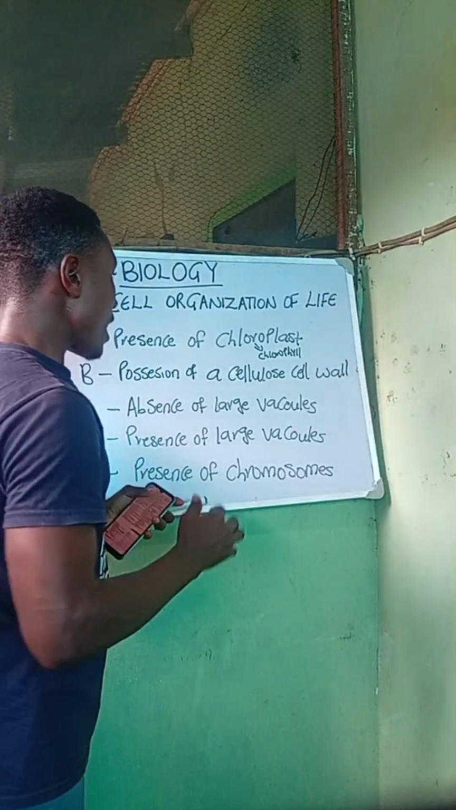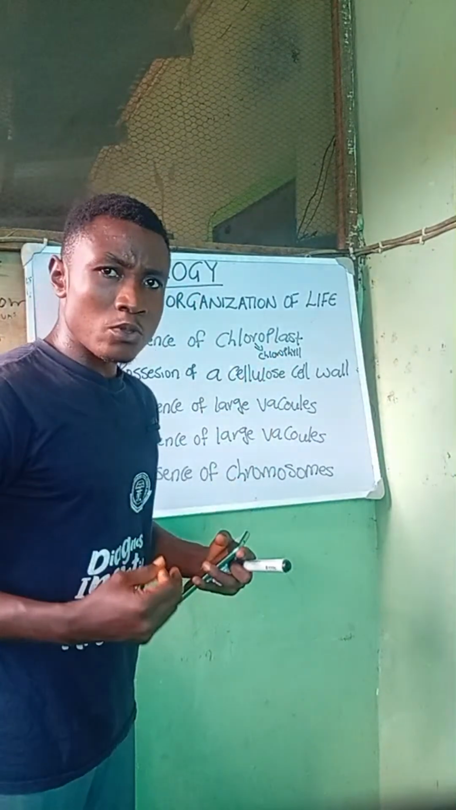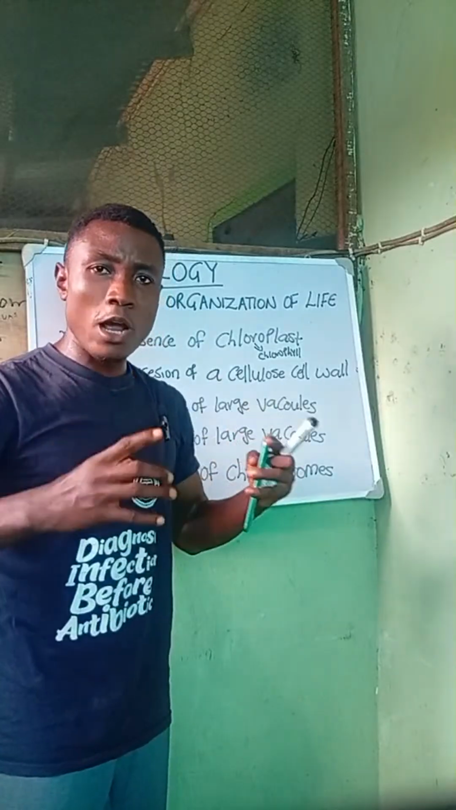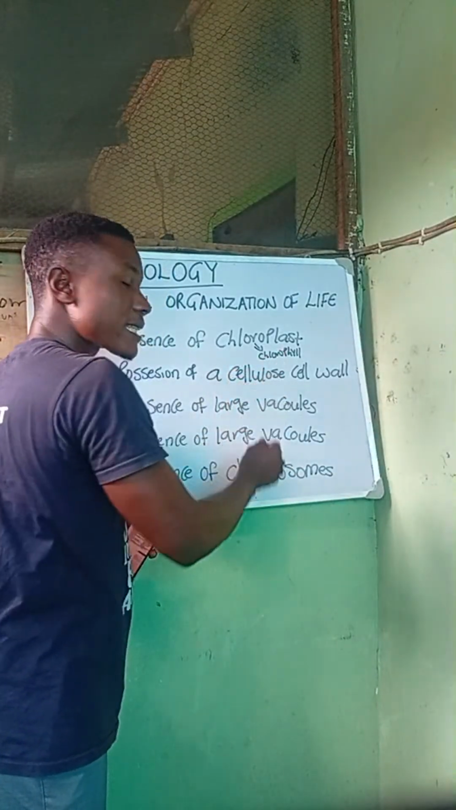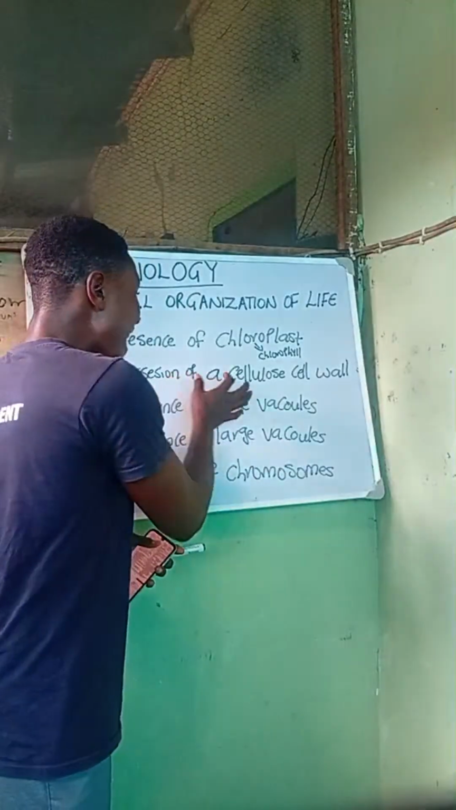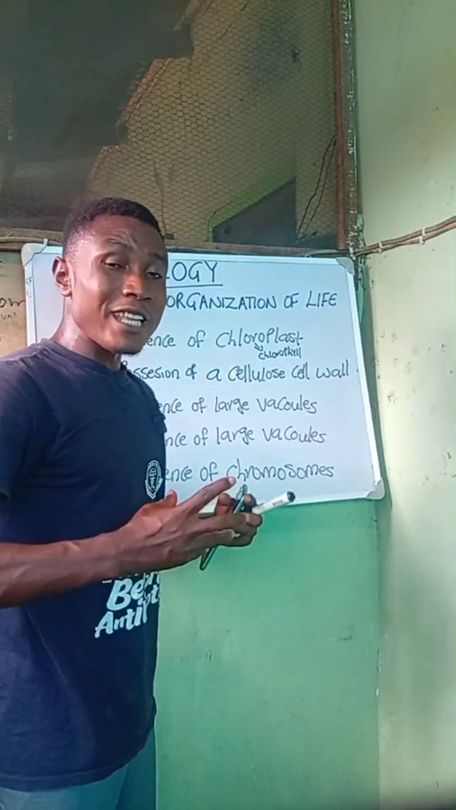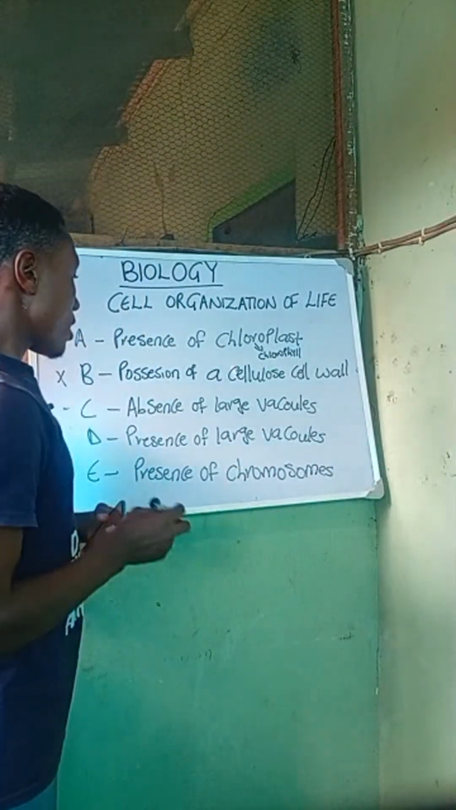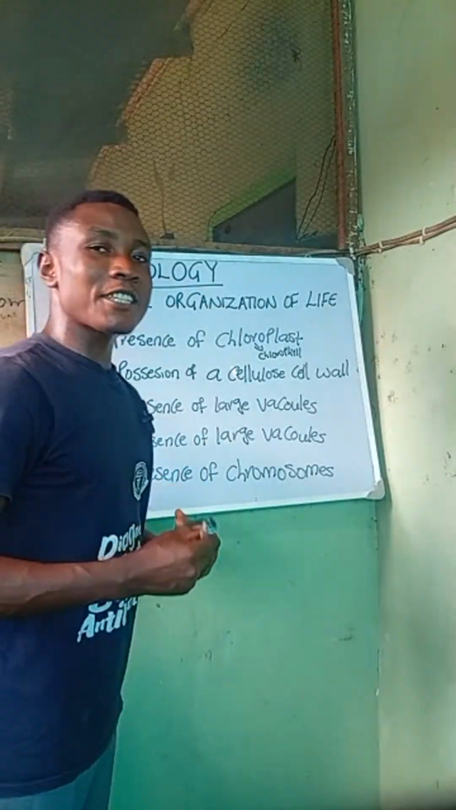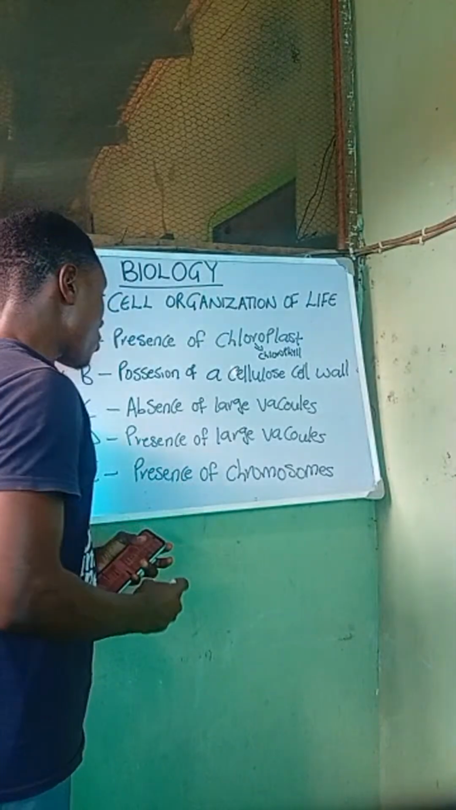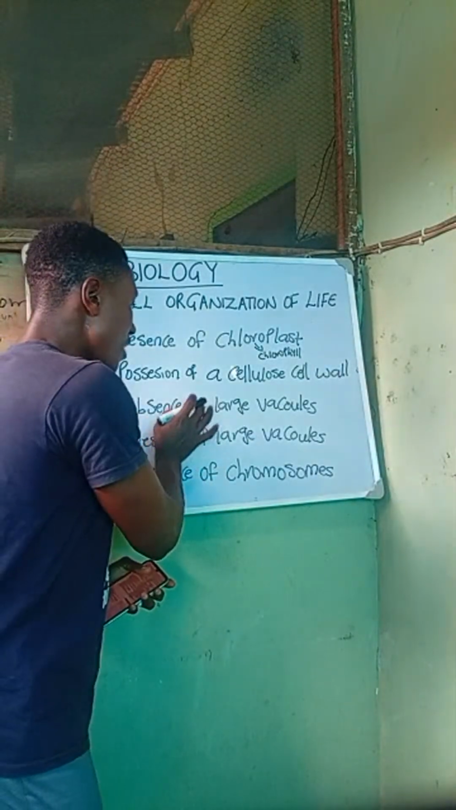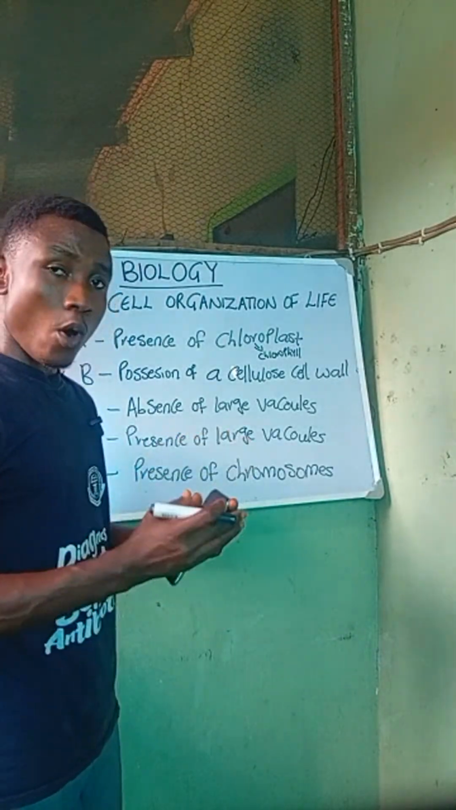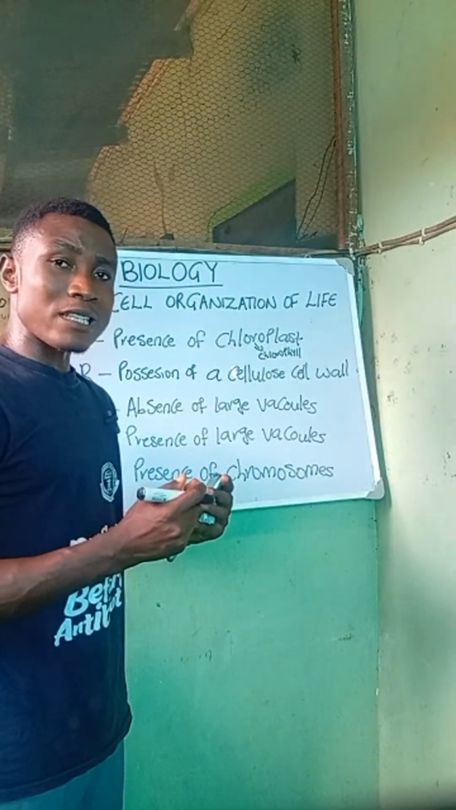Animal cells do not have a cell wall. We don't have a rigid cell wall. The presence of cellulose makes it a rigid cell wall, while the animal cell does not have one. So the possession of a cellulose cell wall is also wrong. Now, C. Absence of a large vacuole. The animal cells lack a large vacuole. The vacuoles of animal cells are small.